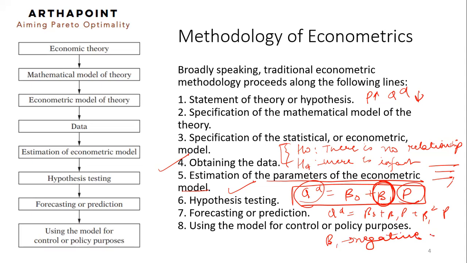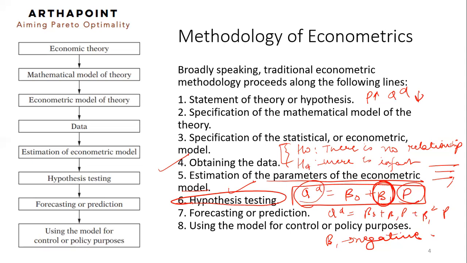However, if I'm not getting enough evidence to reject my null in favor of the alternative, I would be stuck with the concept of beta 1 equal to 0, and hence there would be no relationship between price and quantity demanded. So this is what I'm going to test here. I can do a Z test, a T test, F tests, chi-square tests, depending on what model I'm talking about and what I am testing. Something that I will explain as I go ahead in the course.